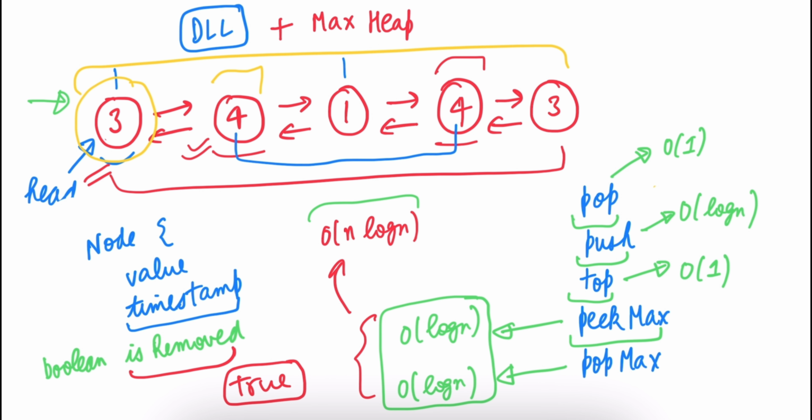So in our second approach, we don't make use of max heap. Instead, we make use of a TreeMap.